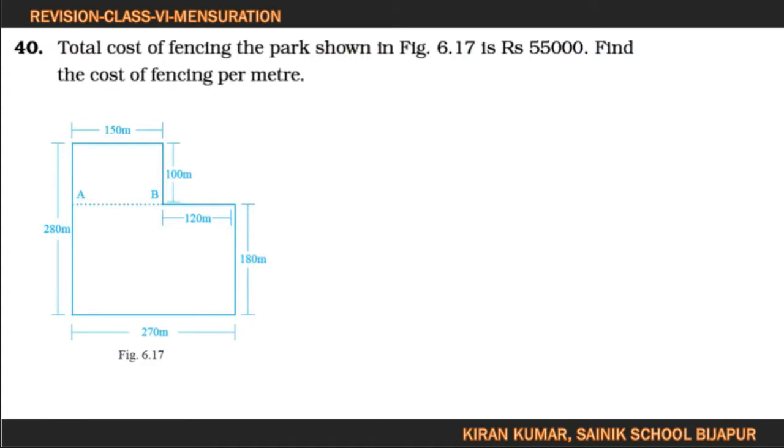Question 40. The total cost of fencing the park shown in the figure 6.17 is rupees 55,000. Find the cost of fencing per meter. Here we need perimeter of the park. So let me find the perimeter of the park.